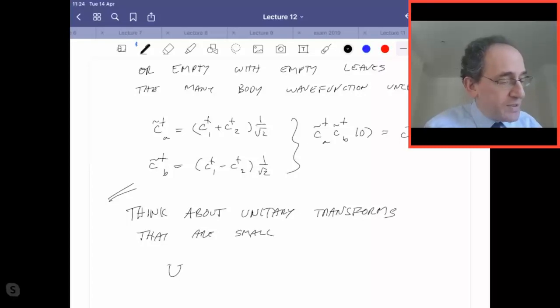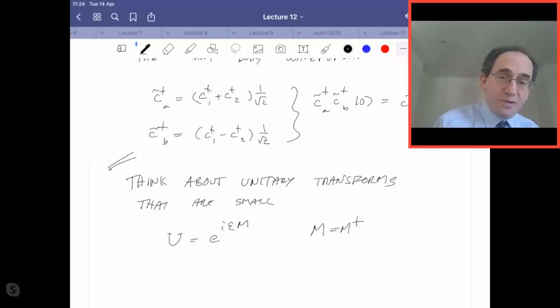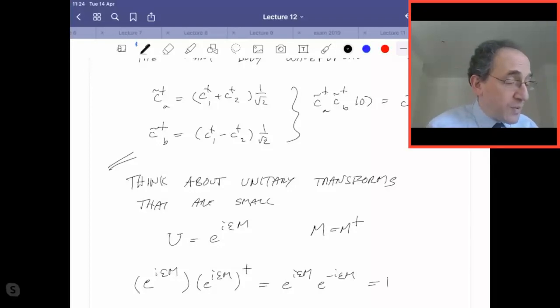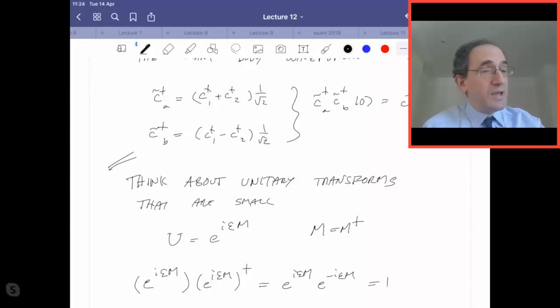So we'll write our unitary matrix as e to the i epsilon m, where epsilon is small and m is Hermitian. You will recall that if you exponentiate a Hermitian matrix, you get a unitary matrix. You can sort of check that: e to the i epsilon m, times e to the i epsilon m dagger, is e to the i epsilon m, e to the minus i epsilon m if m equals m dagger, which is 1. So exponentiating the Hermitian matrix gives you a unitary matrix.